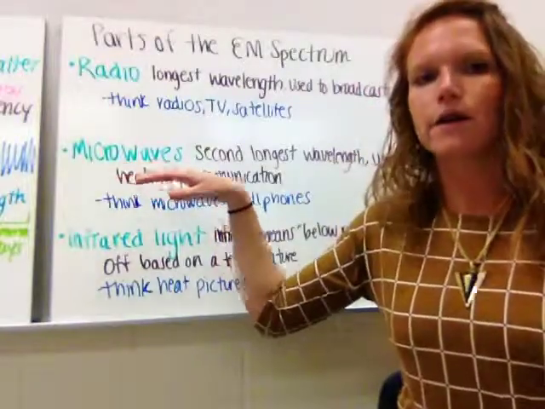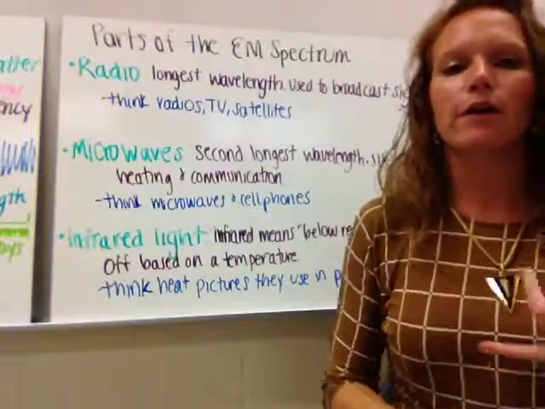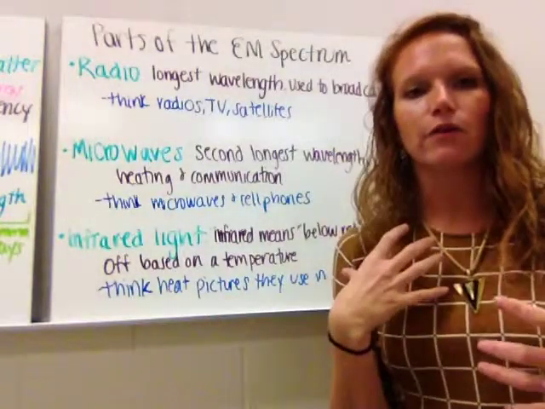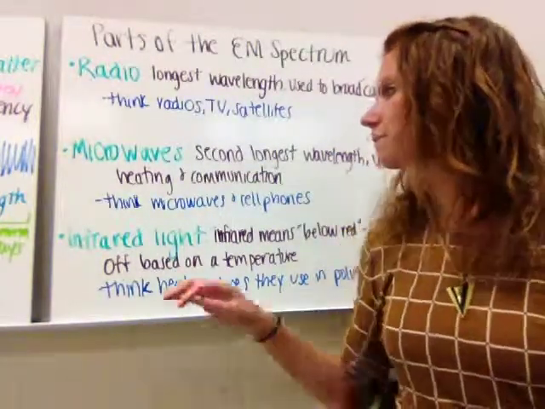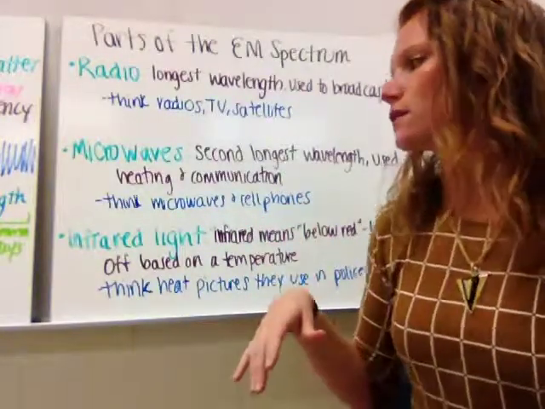Then you've got microwaves. Microwaves are the second longest wavelength, and they're used for heating and communication. Radio waves and microwaves can actually travel through the human body without providing any damage. Again, think microwaves. Cell phones also use microwaves to communicate as well.